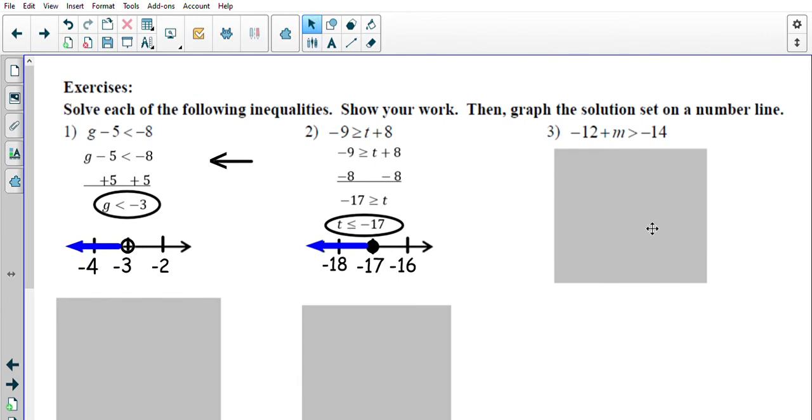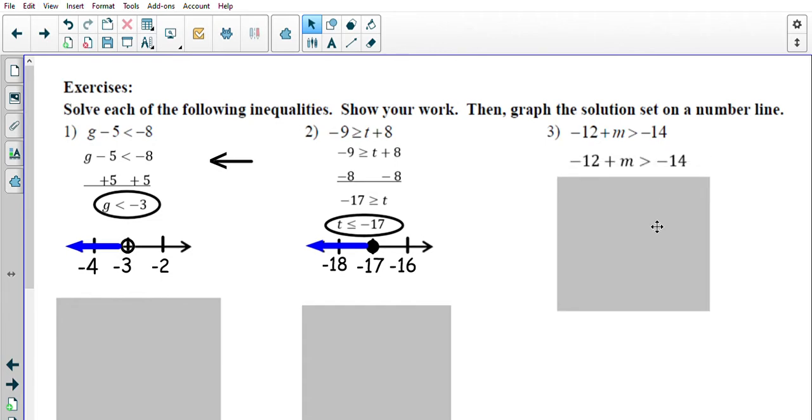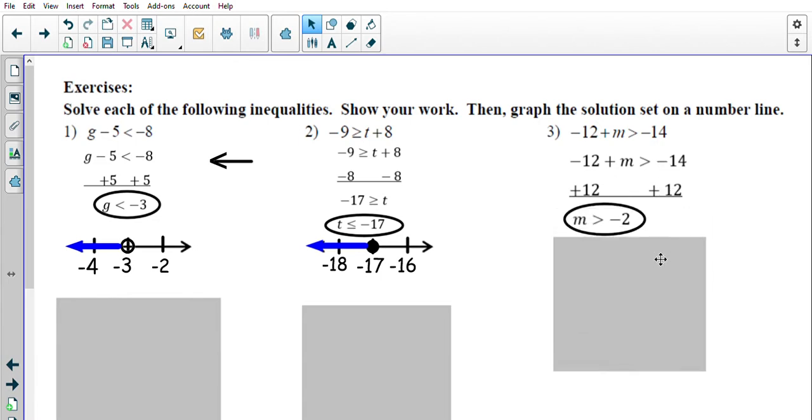All right, number 3. Negative 12 plus m is greater than negative 14. The inverse of adding by negative 12 is to add a positive 12. Negative 14 plus 12 is negative 2. So I get m is greater than negative 2. The variable's already on the left.